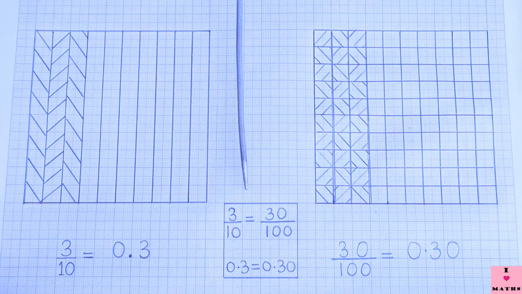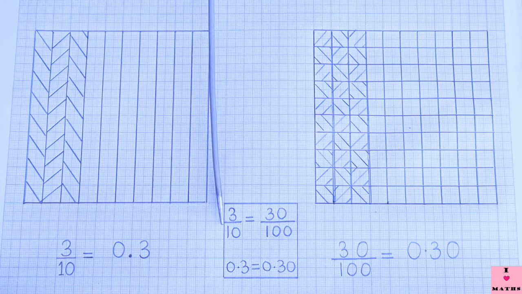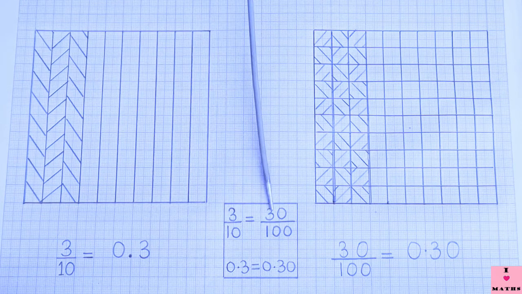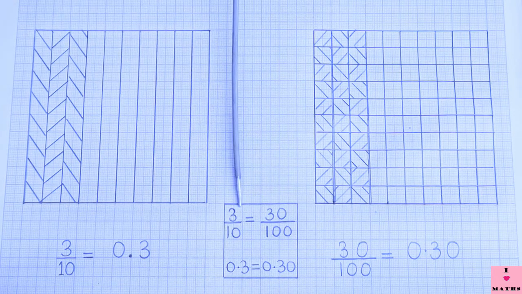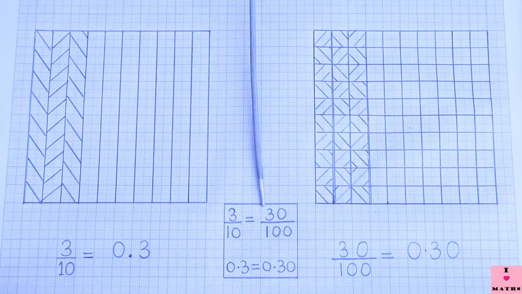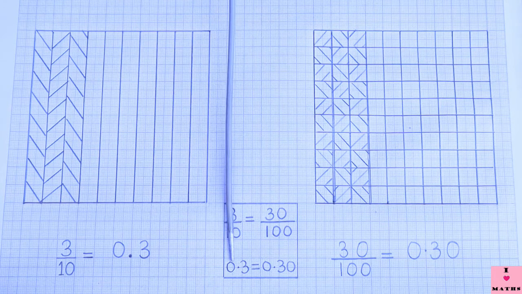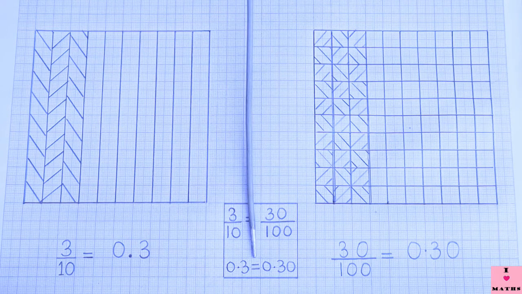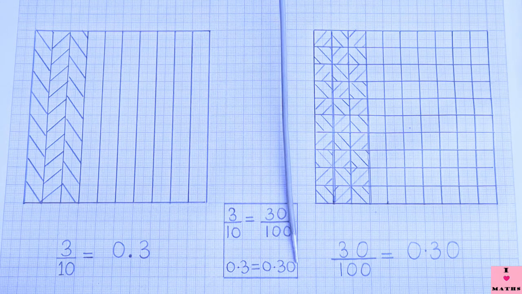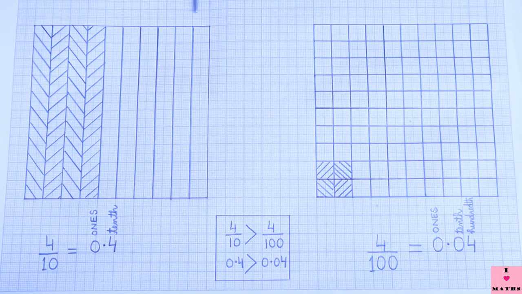In equivalent fractions we have studied, if we multiply the numerator and denominator by the same number, and in this case the number is 10, 3 tens are 30 and 10 tens are 100. So these two are equivalent fractions, or equal fractions, representing the same quantity which has been shaded. So children, 0.3 is equal to 0.30.